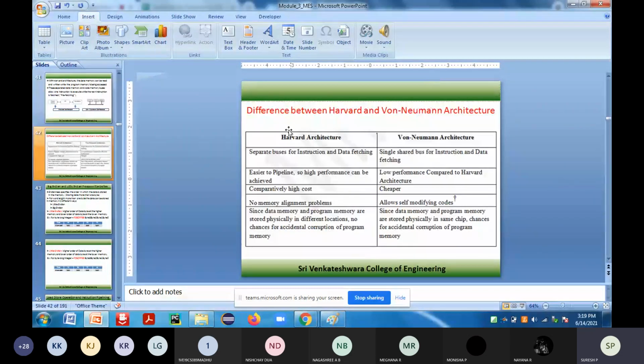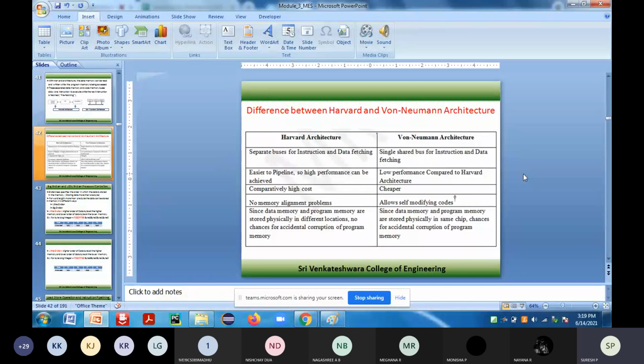Now, if you take the difference between Harvard and Von Neumann architecture, in the exam they may ask you what the differences are. The Harvard architecture uses separate buses for instruction as well as data fetching, whereas the Von Neumann architecture has a single shared bus for instruction and data fetching. Since Harvard uses two separate buses, pipelining can be achieved and it is easier.